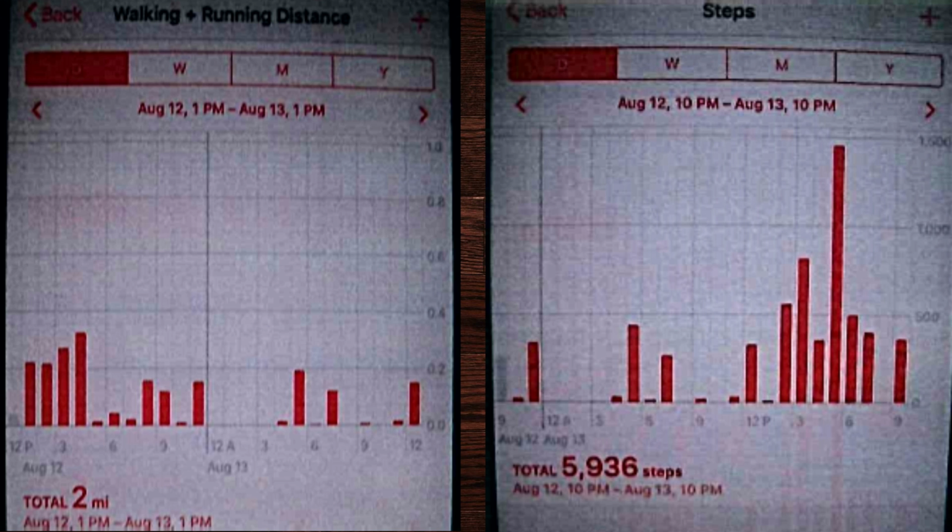And then real quick, I just want to point out, for some reason, I don't know why, but they don't have the steps for that night before. Now remember, these are both his cell phone, but they don't have the steps from the night before.